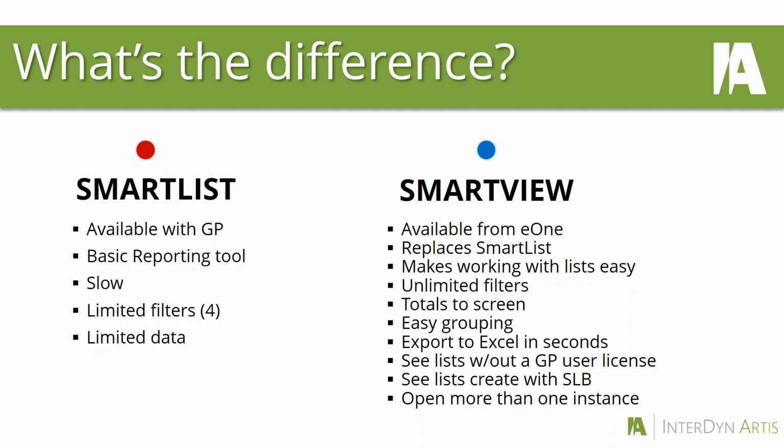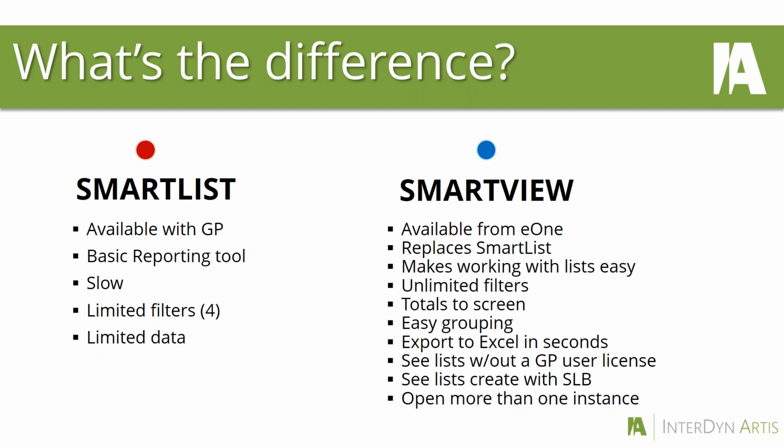SmartView is available from eOne, obviously. It completely replaces SmartList. So when you start using SmartView, you don't need to use SmartList any longer. We have unlimited filters. You don't have to export to Excel to get totals to your screen, so you're able to see those totals right on your screen. There's easy grouping and subgrouping. We have export to Excel in seconds. You can see your list without a GP user license.